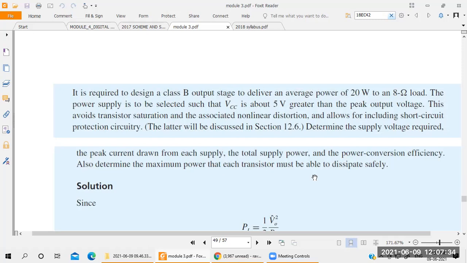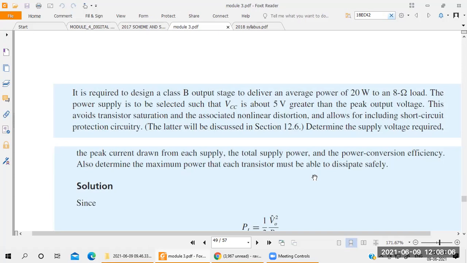Okay, we want to find out the supply voltage, then peak current drawn from each supply, each transistor current, then total power supply, then power conversion efficiency, and also determine the maximum power that each transistor must be able to dissipate safely. You have to find out each transistor power consumption, current, total power supply, and the supply voltage. Okay, what are the given parameters here?